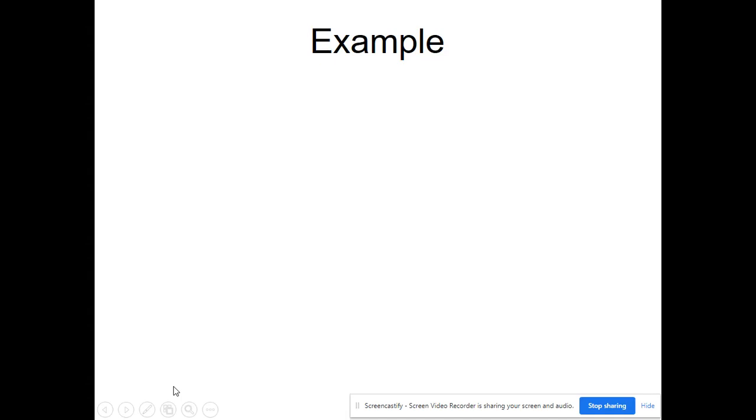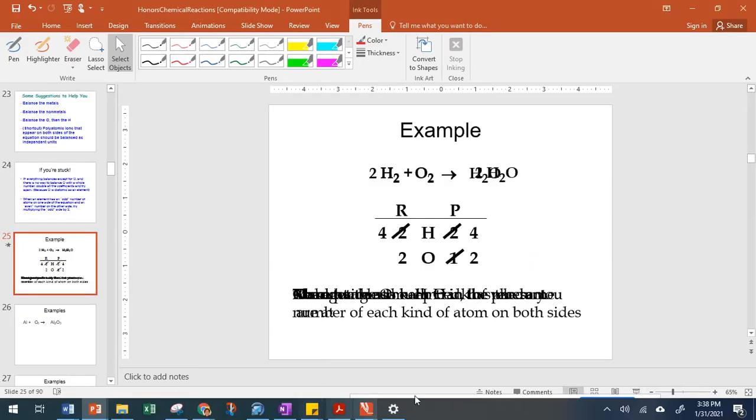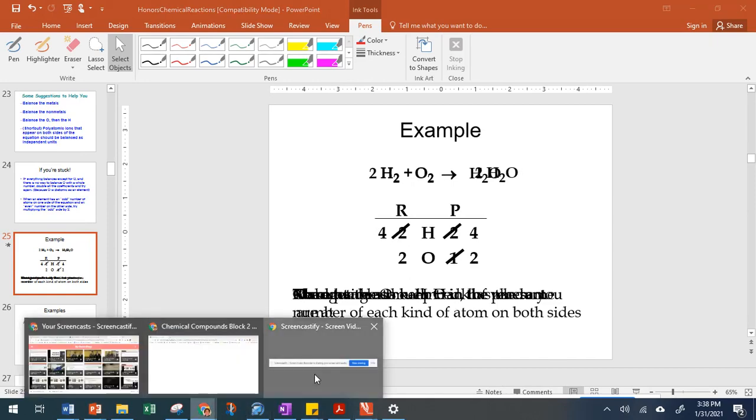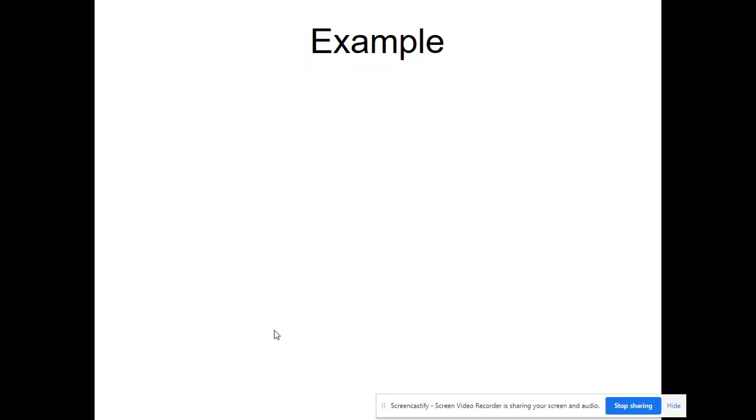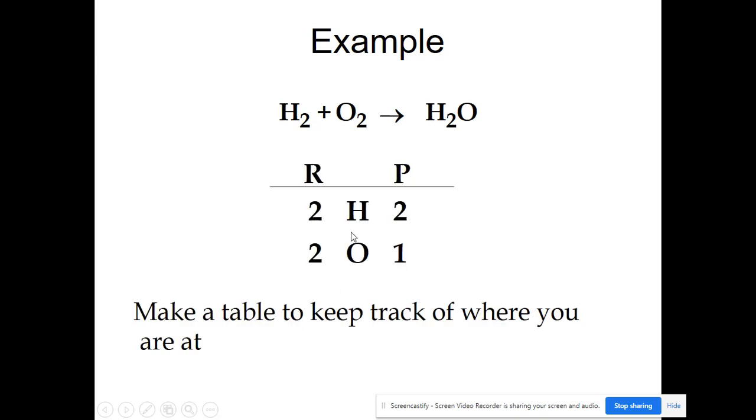Okay, so let's look at some examples. Here we have the reaction for the formation of water. Some students find it useful to make a table to keep track of the different atoms on the reactant side and the product side. So let's construct a table. Here, on the reactant side, we have 2 hydrogens. On the product side, we have 2 hydrogens.